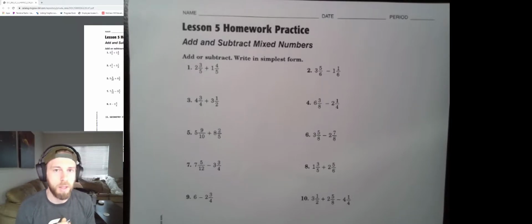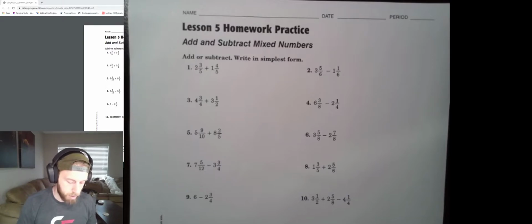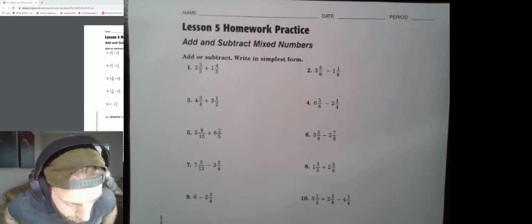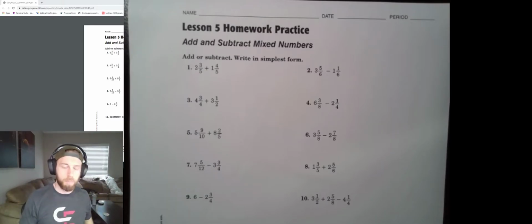And some of them can be a little bit difficult, so I'm going to spend a little bit of time especially showing you the subtraction ones. The addition ones seem to be okay. I think you'll be just fine with those. But let's jump into it.